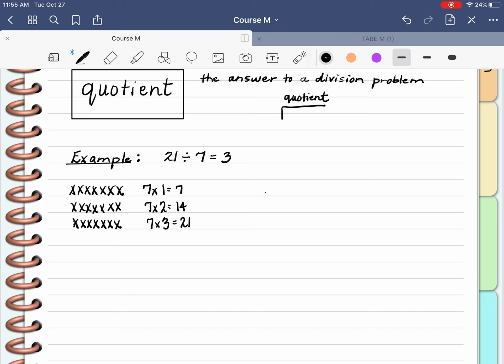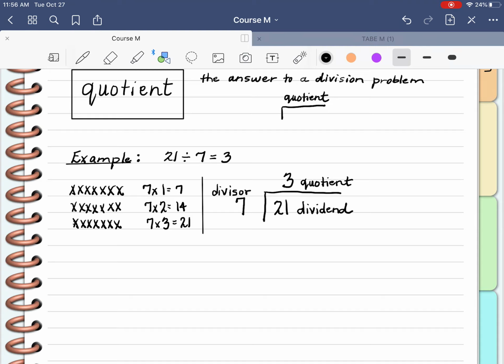So if I write this as a standard division problem, 21 is the dividend. That's the number being divided. 7 is the divisor. It's the number you're dividing by. And I can't spell, I'm sorry. Divisor. The number of iterations required is 3. That is your quotient. Okay.